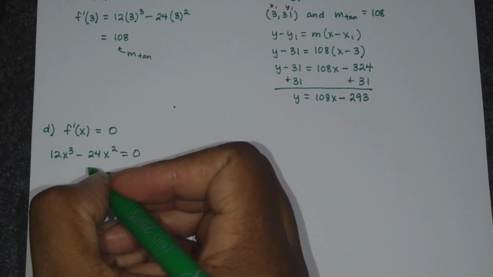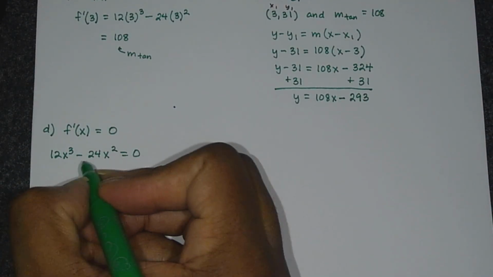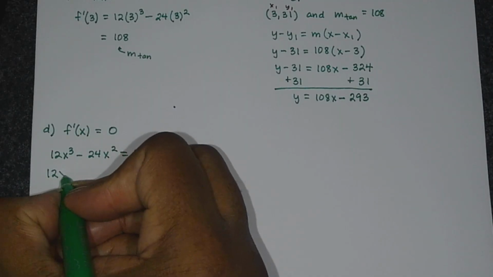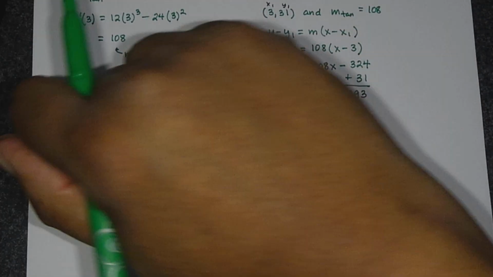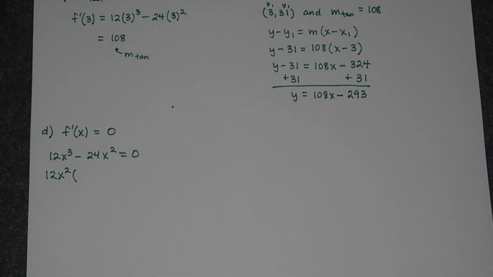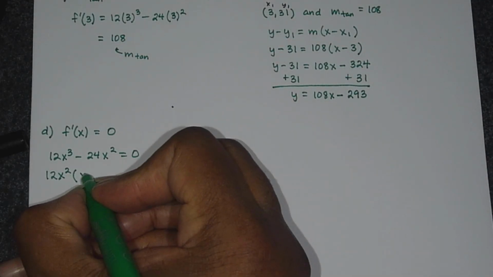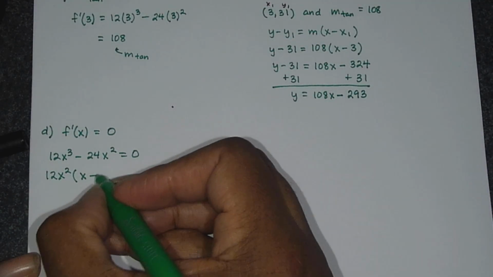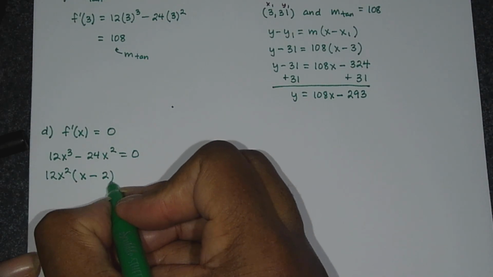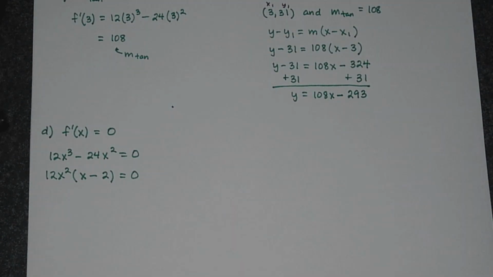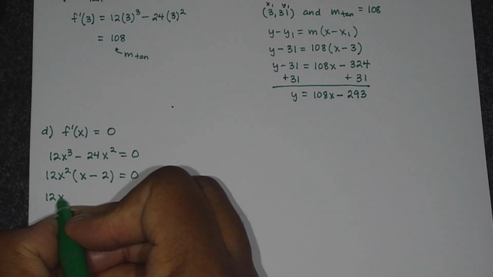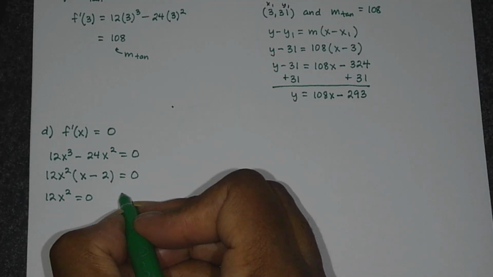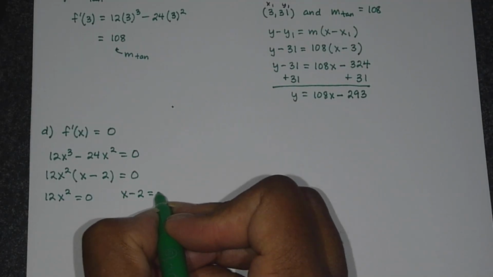12x squared. So if I factor out the 12x squared, 12x cubed divided by 12x squared, I have an x, minus 24x squared divided by 12x squared would just be 2. And then we set each factor equal to 0. So that means that 12x squared is equal to 0. X minus 2 is equal to 0.